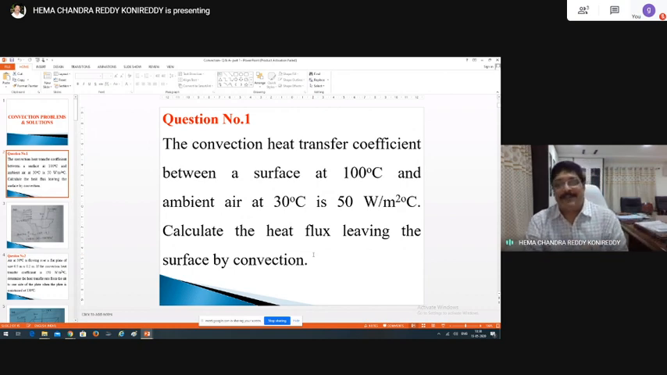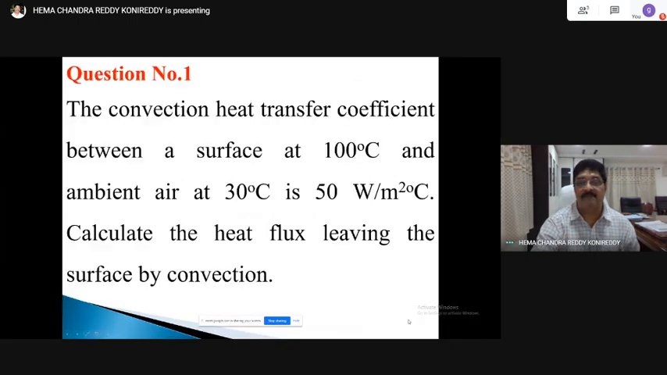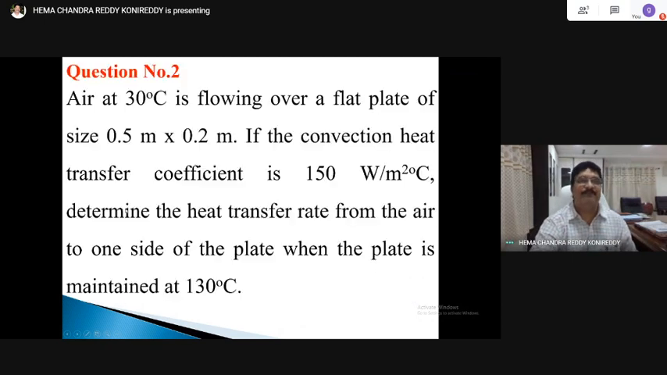See, it's child's play. Q is equal to h A delta T. Delta T is given, h is given. He has not given area, whereas he is asking you to calculate heat flux. So small q is equal to h delta T. Straight away, Q by A, the heat flux, is h into delta T. Don't worry about all those diagrams, it's a simple equation.